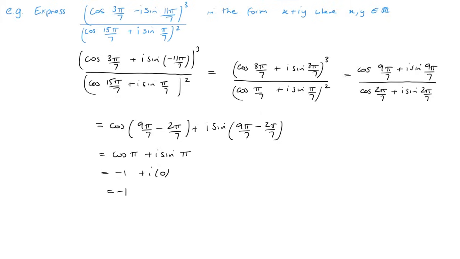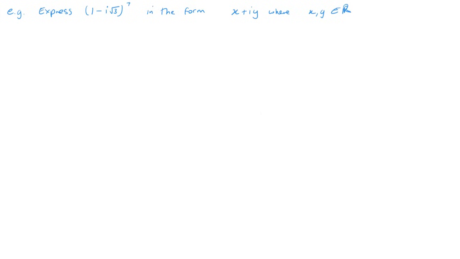Let's have a look at another example. So I've got 1 minus i root 3 all to the power 7, and I need to put this in the form x plus iy. So first of all, let's look at what's happening with the 1 minus i root 3. That's going to be like this. 1 minus i root 3. That's my alpha, and it's 1 across, root 3 down.